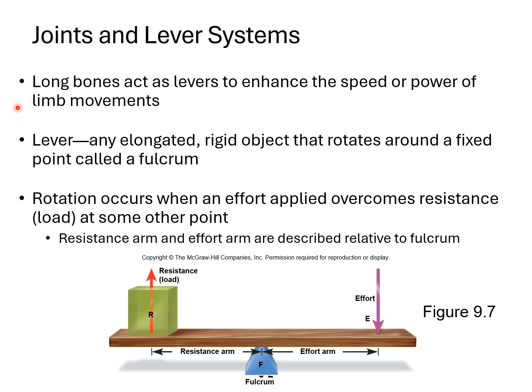If you remember in high school or college physics, a lever has a resistance, an effort, and a fulcrum. So long bones act as levers to enhance the speed or power of a limb movement. The lever is any elongated, rigid object that rotates around a fixed point called the fulcrum. Rotation occurs when an effort applied overcomes the resistance at some other point. The resistance arm and effort arm are described relative to the fulcrum. You might not understand what that means, but let's go into a little more detail.